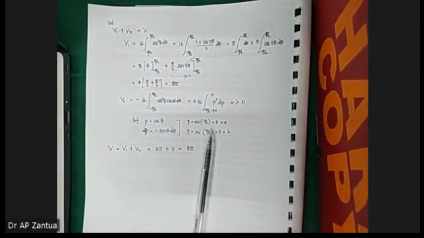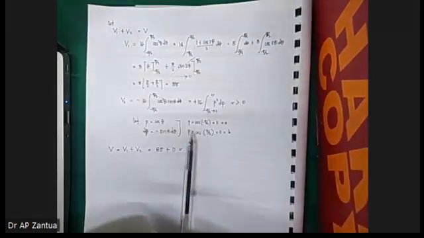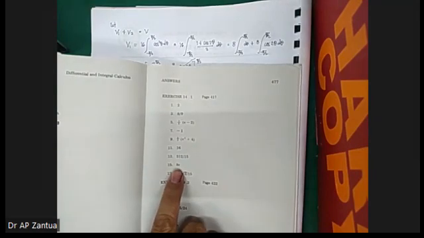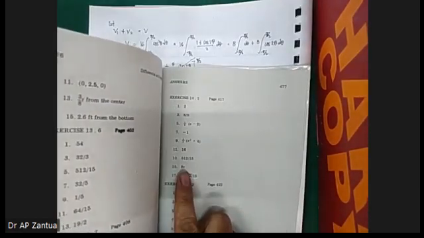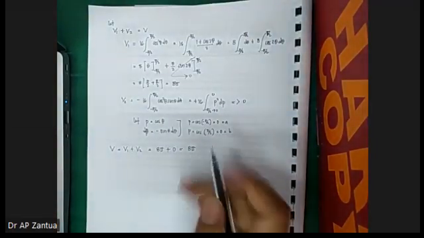Let's take a look. Compared to the answer of the book, so this is our textbook. So let us compare 14.1. So number 15, the answer is 8 pi. So this is number 15, 8 pi. Here, this is the number 15. The answer is 8 pi. So we are correct.